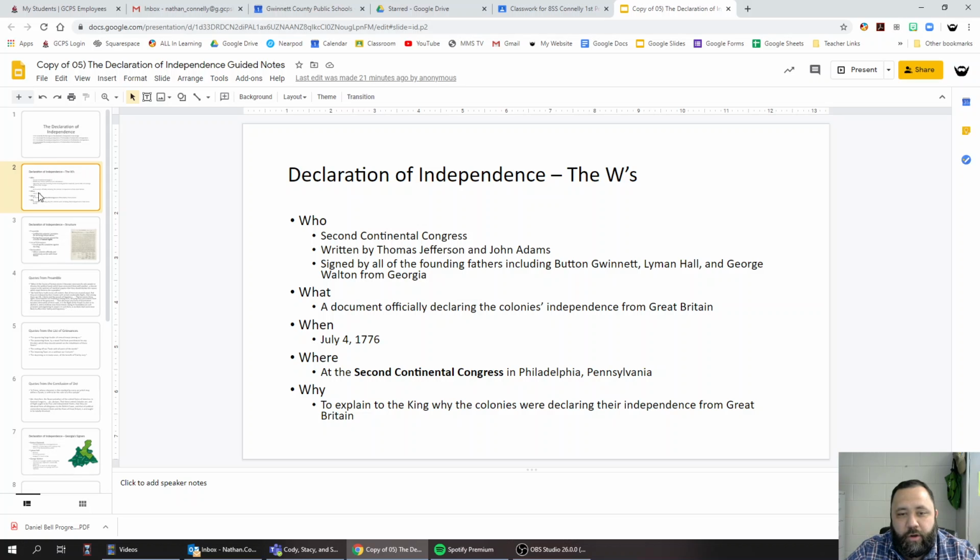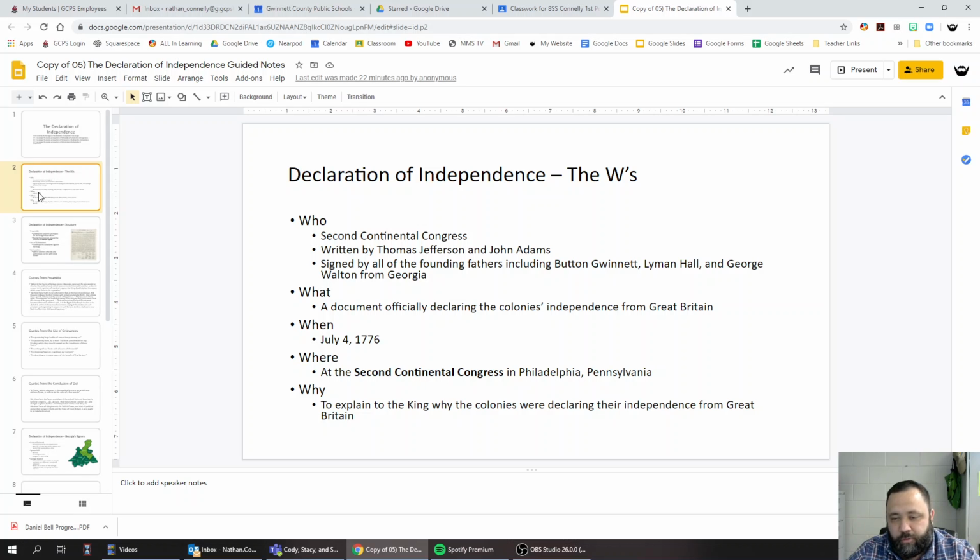It was signed or ratified on July 4th, 1776, in Philadelphia, Pennsylvania. And the group that wrote it, and you need to remember this, is the Second Continental Congress.